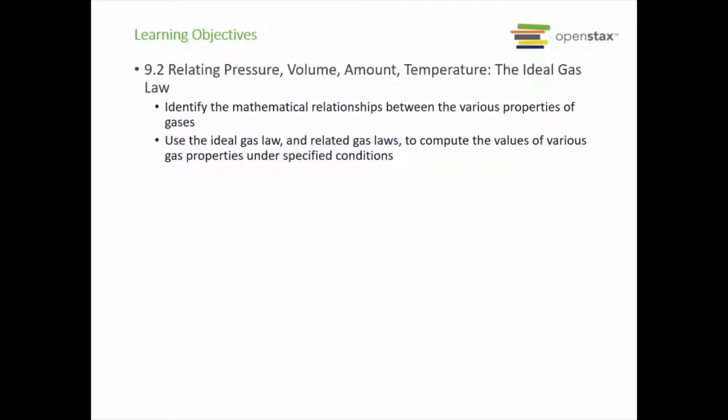Welcome back. We're now on 9.2, relating pressure, volume, amount, temperature, the ideal gas law. So here we're going to identify the mathematical relationships between the various properties of gases and use the ideal gas law and related gas laws to compute the values of various gas properties under specified conditions.